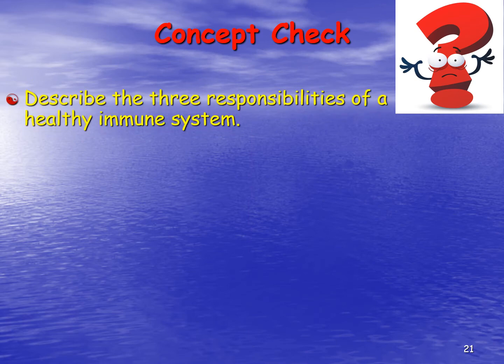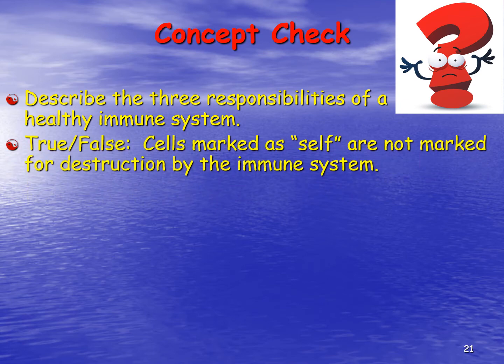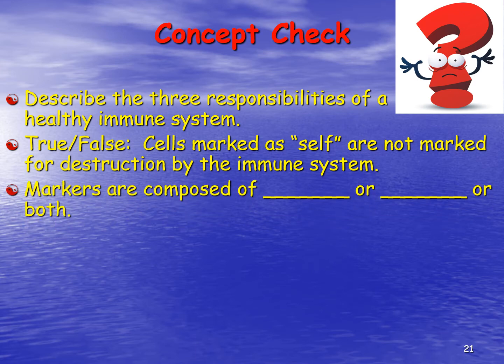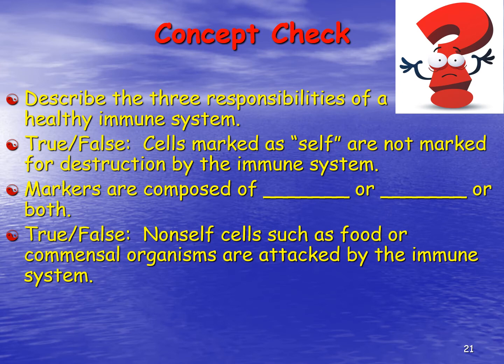So describe the three responsibilities of a healthy immune system. True or false, cells marked as self are not marked for destruction by the immune system. And markers are composed of what biochemicals? True or false, non-self cells such as food or commensal organisms are attacked by the immune system.